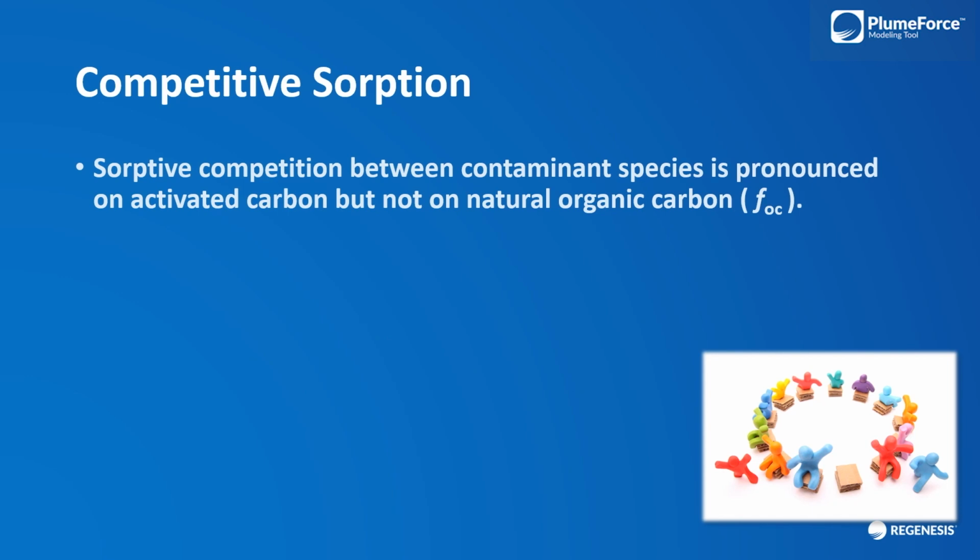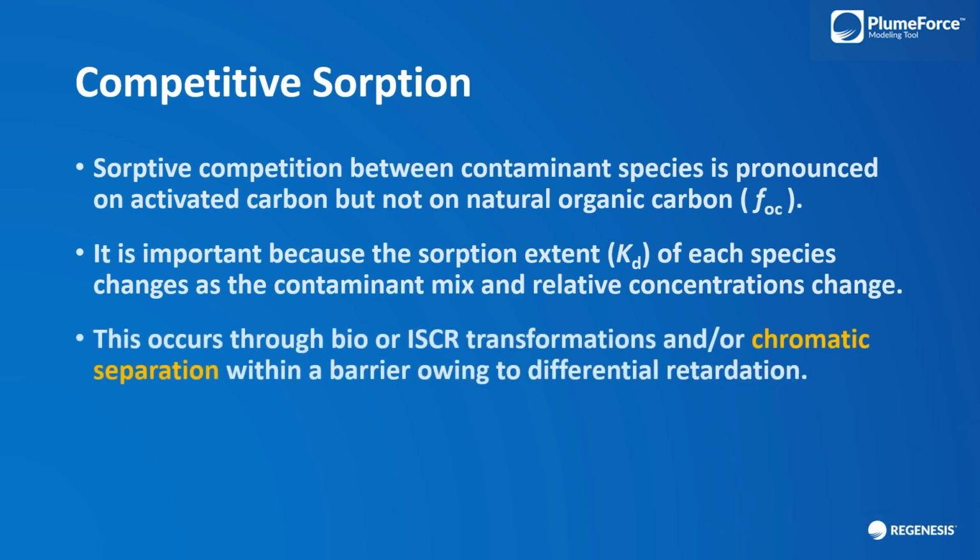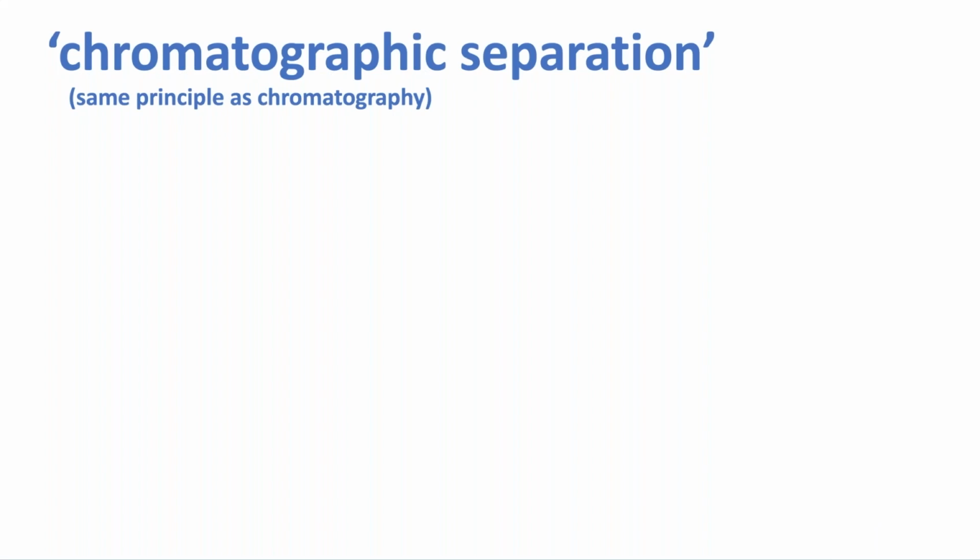This is pronounced on activated carbon, PlumeStop, but it is not pronounced on natural organic carbon, FOC. And for this reason, it's not in most fate and transport models, which are based around retardation on FOC, the fraction of organic carbon. And it is important because the sorption extent, the KD of each species, will change as the contaminant mix and the relative concentrations of contaminants in a mix change. These changes will occur through biological or abiotic ISCA transformations or the chromatographic separation of contaminants within a barrier owing to differential retardation. Well, what on earth do I mean by chromatic separation or chromatographic separation?